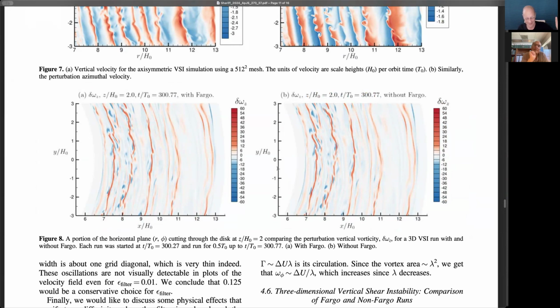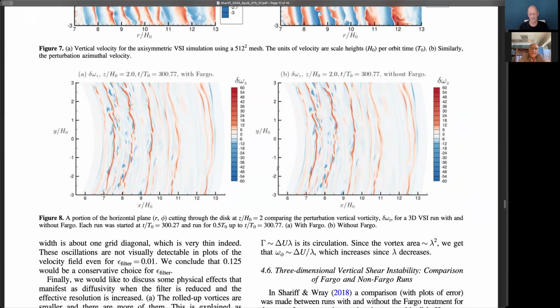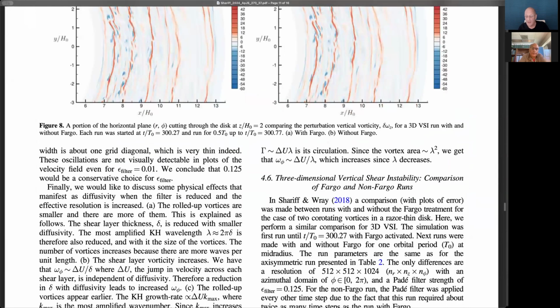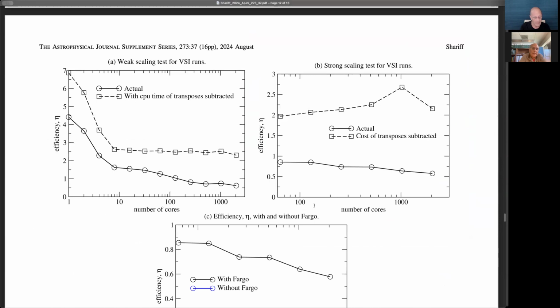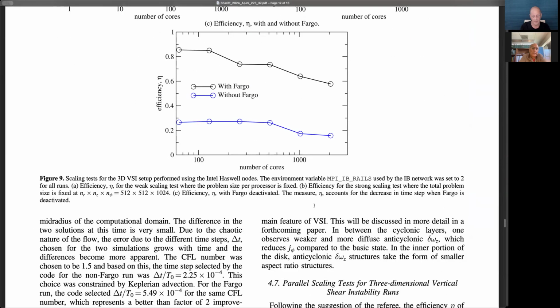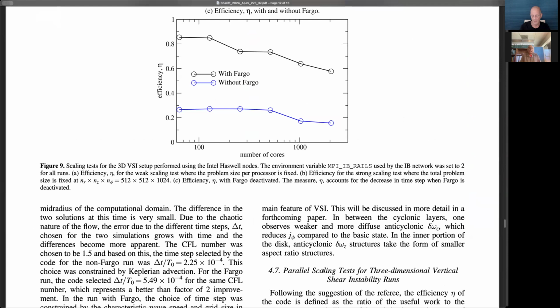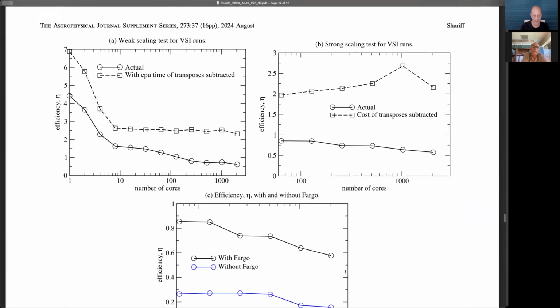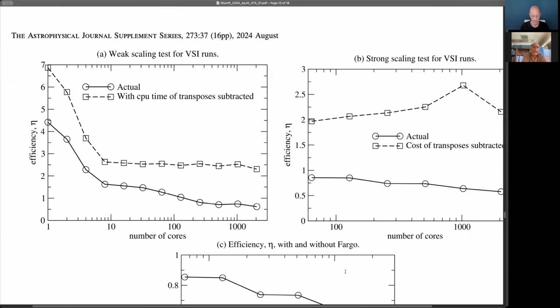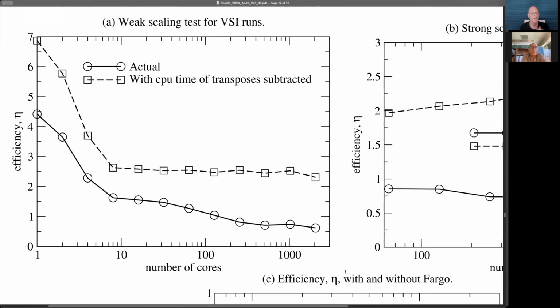Okay. So let's then move on. We covered the VSI, Fargo, non-Fargo. Oh, scaling test. That's always a good thing to talk about. Scaling test for the 3D VSI. So actually, let's go to figure 9A, for example. I'm going to zoom in here a little bit. Okay, so figure 9A is for a weak scaling test.